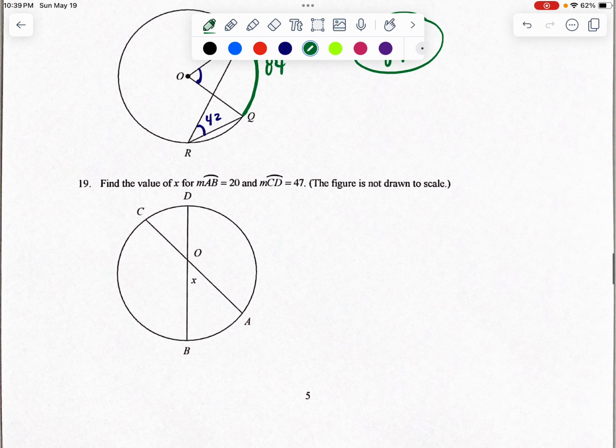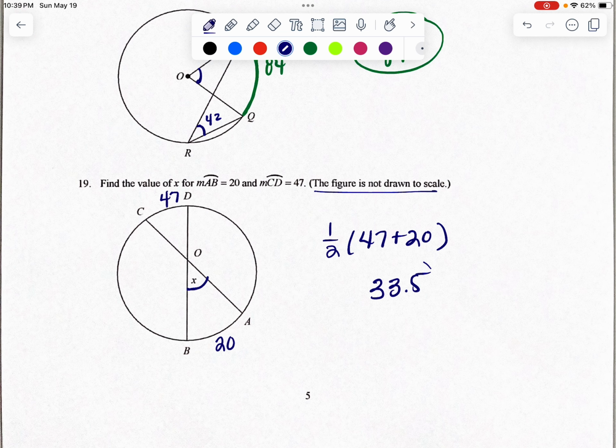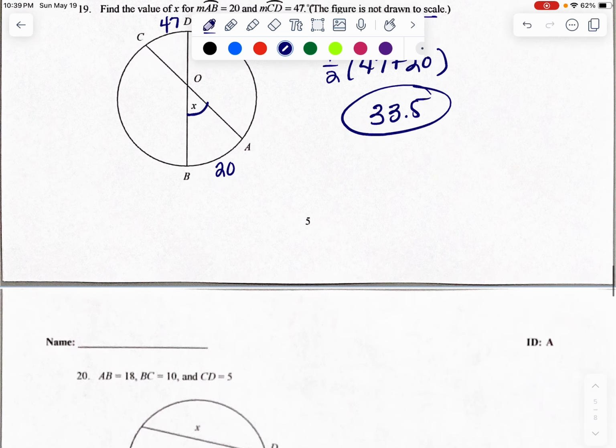Number 19, I have two chords that are intersecting inside a circle, creating that angle. I'm actually looking for that angle. They tell me that AB is 20, and this picture is obviously not to scale. I'm so glad they say that. And that's 47. And if you remember, the rule is you find half of the sum of those two arcs. So I will be finding half of 47 plus 20, or a half of 67, which would be 33 and a half. So that angle is 33 and a half.